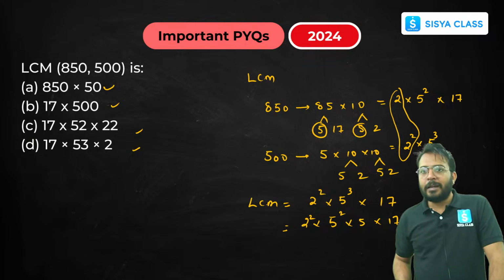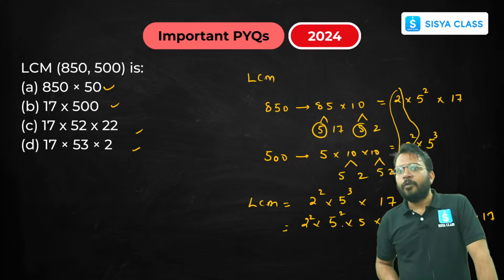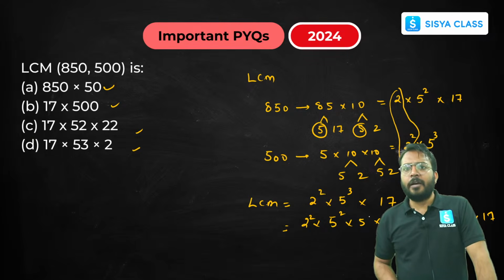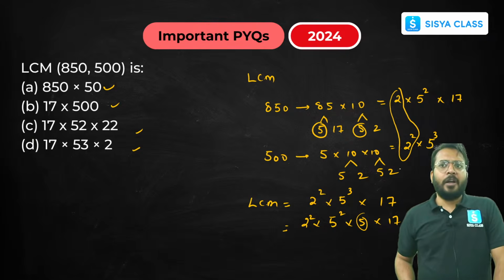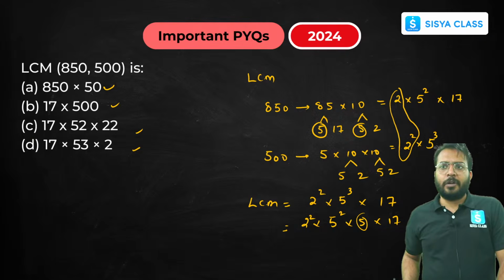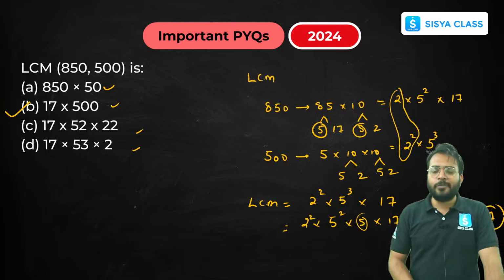So I can say 100, now 5 into 100 into 17, and if you multiply, 5 into 100, 100 into 5... so 85 into 100, or I can say 17 into 500, in this form. So I think option B is going to be the correct option. B option will be your correct answer.